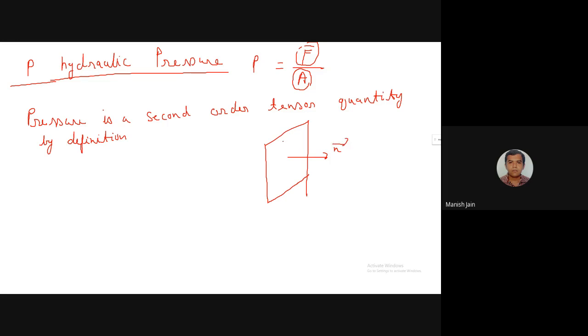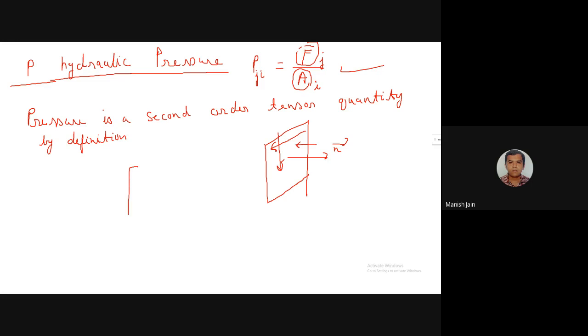Okay. Now you might apply the force in this direction or in this direction or in this direction. Based on that, suppose the direction of force is j, direction of surface is i, so you have the pressure p_ji. So pressure is a second order tensor quantity. Now this statement that pressure is a second order tensor quantity is true when you are dealing with solid material, when you are calculating the pressure in the solid material.